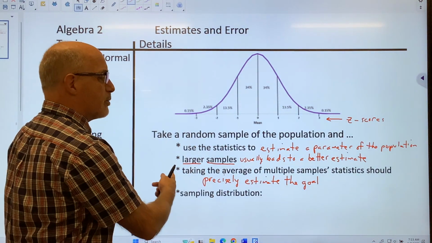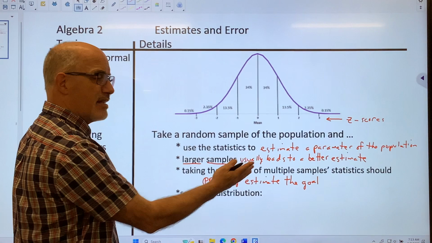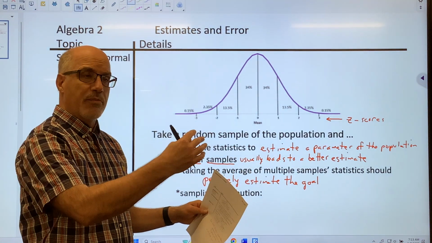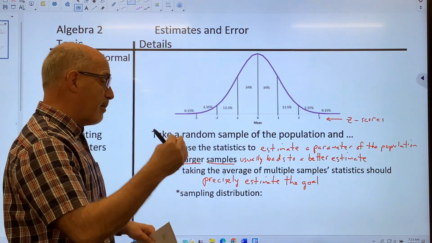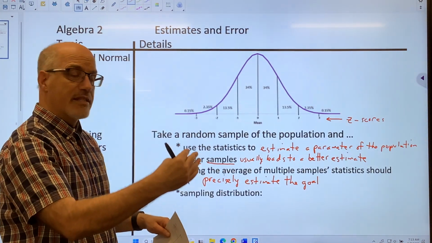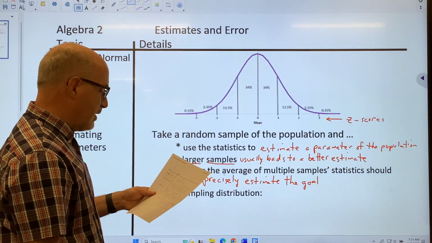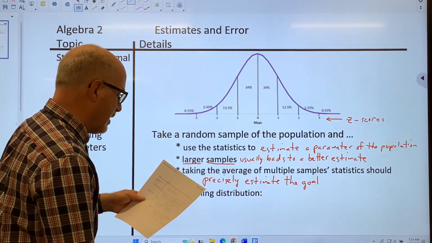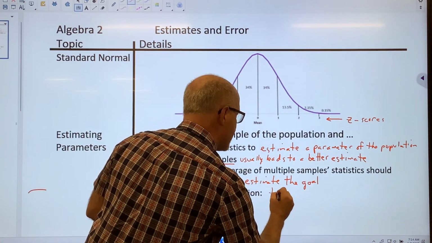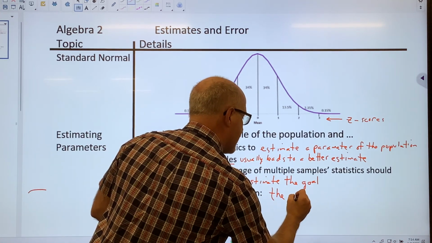And when you do this, when you do multiple samples and you get statistics from that, the statistics themselves, like if you find multiple means, doing a population graph of those statistics, that's called a sampling distribution. So this is the graph, or the distribution of the sample statistics.